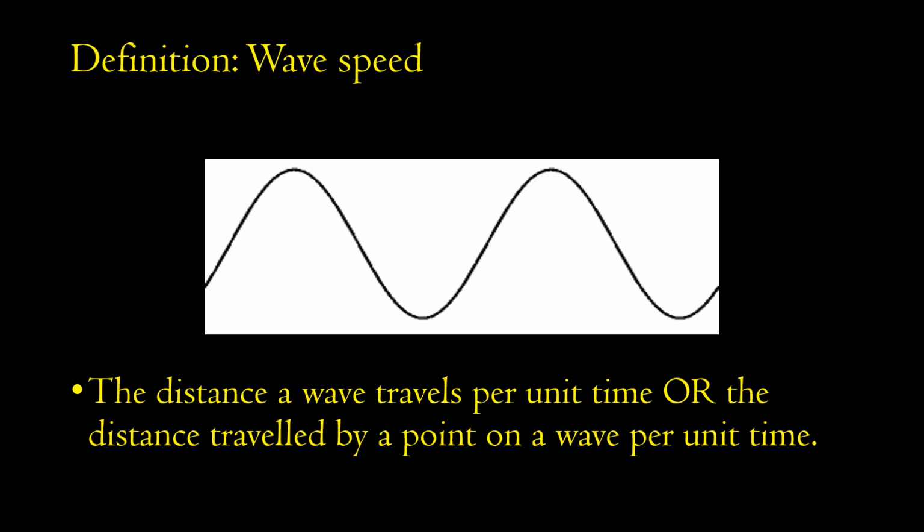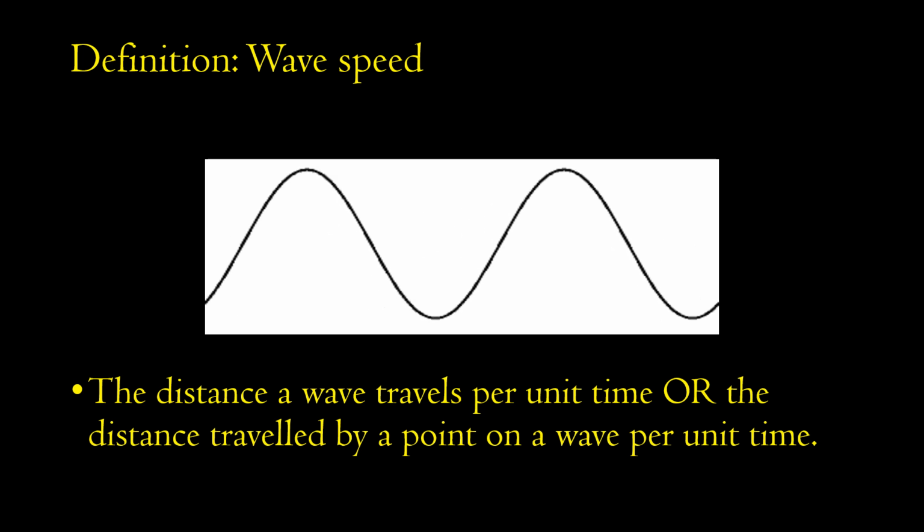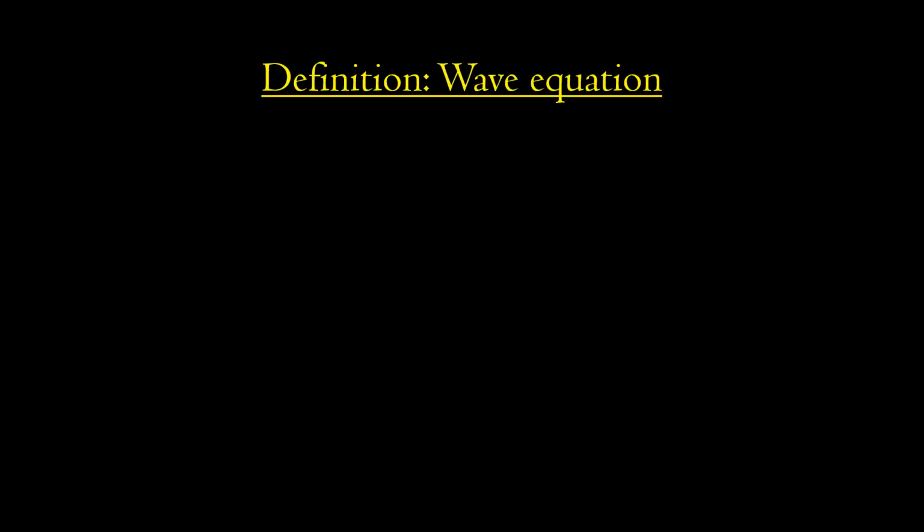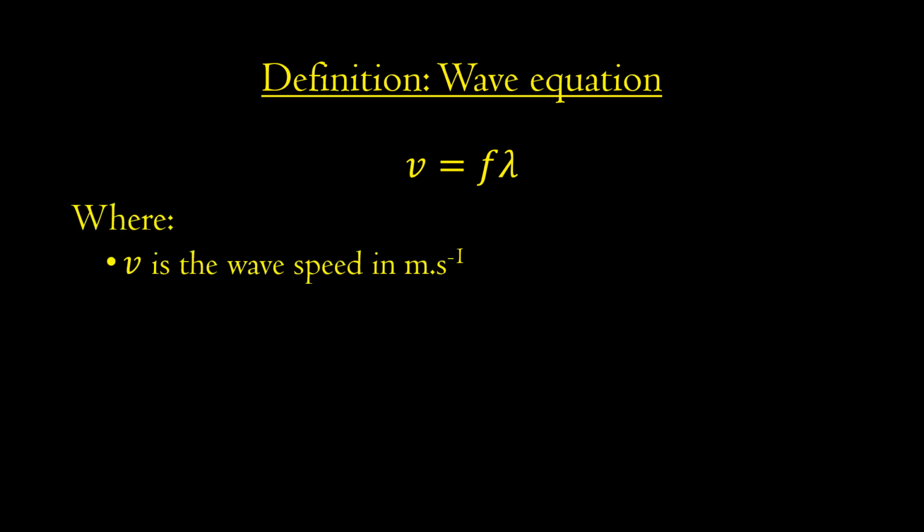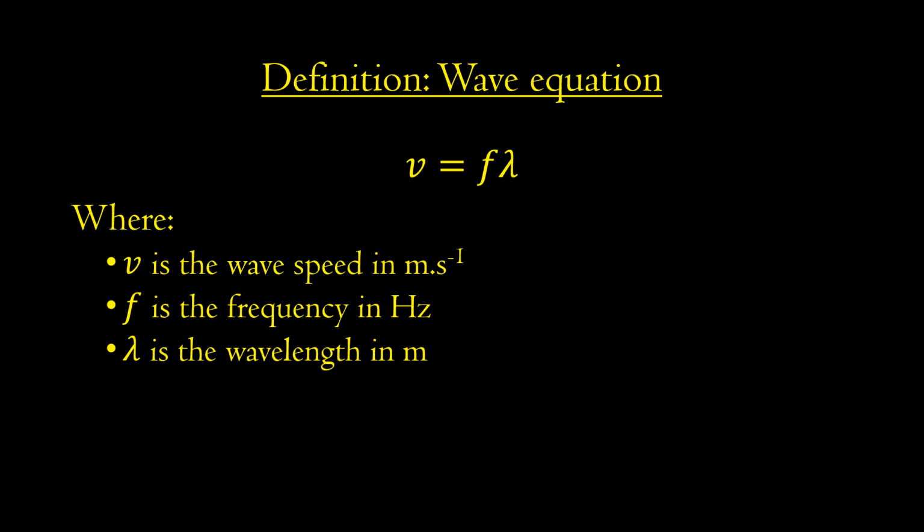This relationship is expressed by what we call the wave equation. The wave equation tells us that the speed of the wave, represented by v, equals the product of the frequency f and the wavelength lambda of a transverse wave. The speed is measured in meters per second, the wavelength is measured in meters, and the frequency is measured in hertz.